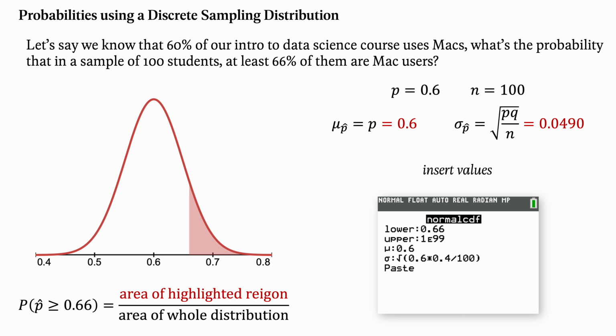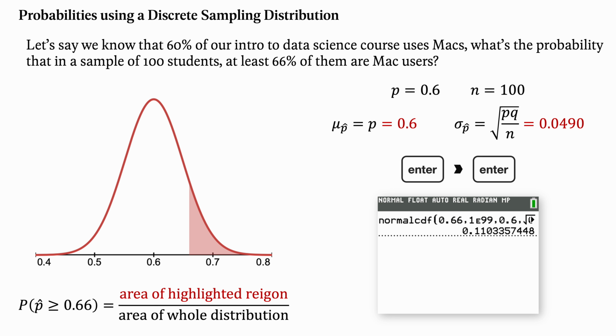The lower bound, or left side of the highlighted region, is 66%. The upper bound is technically infinity, but our calculator is a little old and doesn't know how to do that, so you can put in 1e99, or if you put in 999, it'll work just fine. The mean is 60%, and for the standard deviation, I prefer to put in the whole square root, but putting in 0.0490 works fine as well.